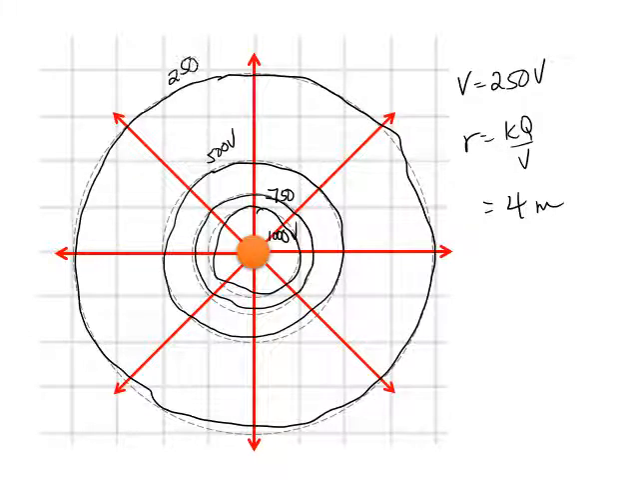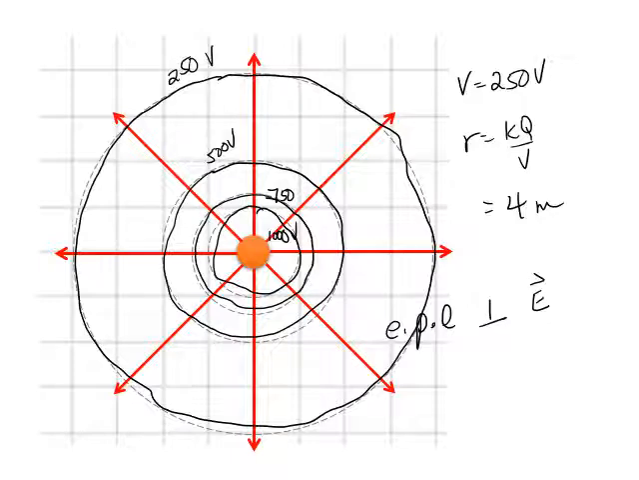.250 volts. Okay, let's make some conclusions about what we see here. Each of these black circles that I drew, those are the equipotential lines. They're lines along which the potential is constant. We see that my equipotential lines are perpendicular to my electric field lines.